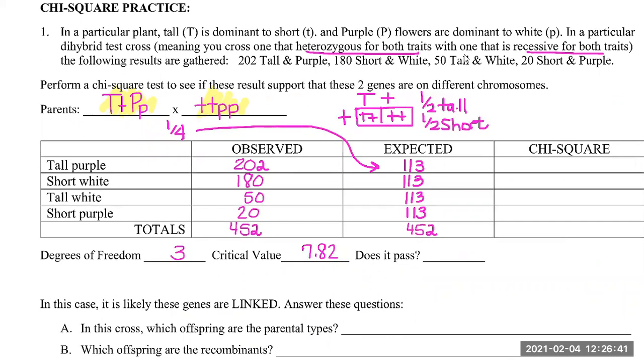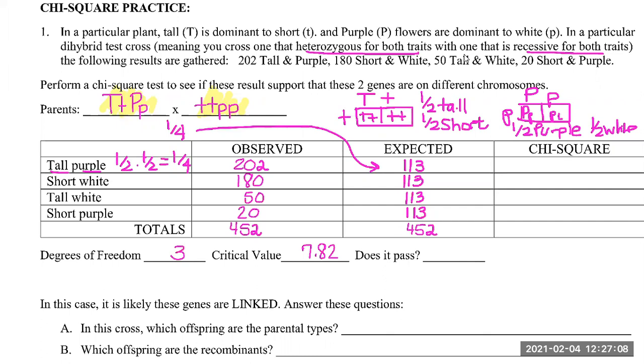So I expect half tall, half short. And if I cross my P's, I'm going to get the same thing. I'm going to expect half purple, right, and half white. So the chances of tall and purple would be 1/2 times 1/2, which is going to be 1/4. And you'd see that the chance of each of these outcomes is going to be the same. It's going to be 1/4.